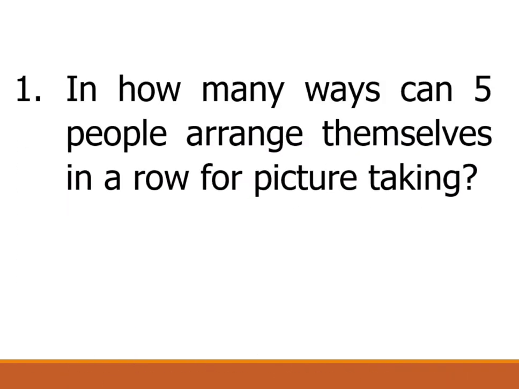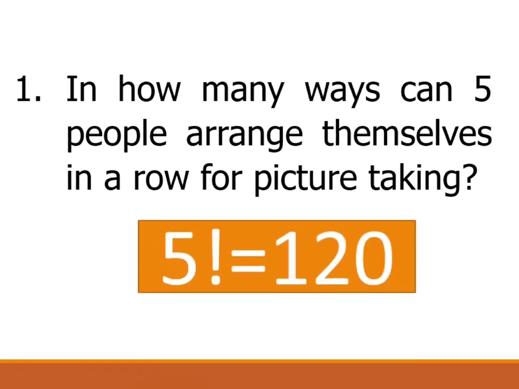In how many ways can 5 people arrange themselves in a row for picture taking? So that will be 5 factorial, which is equal to 5 times 4 times 3 times 2 times 1, which is equal to 120.